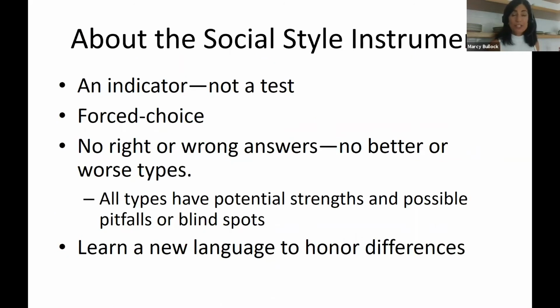So the social style instrument is not a test. There's no right or wrong answer. It is a forced choice assessment. There's no bad or good type. All types have strengths and possible pitfalls and blind spots. So we're going to learn a language to honor our differences.